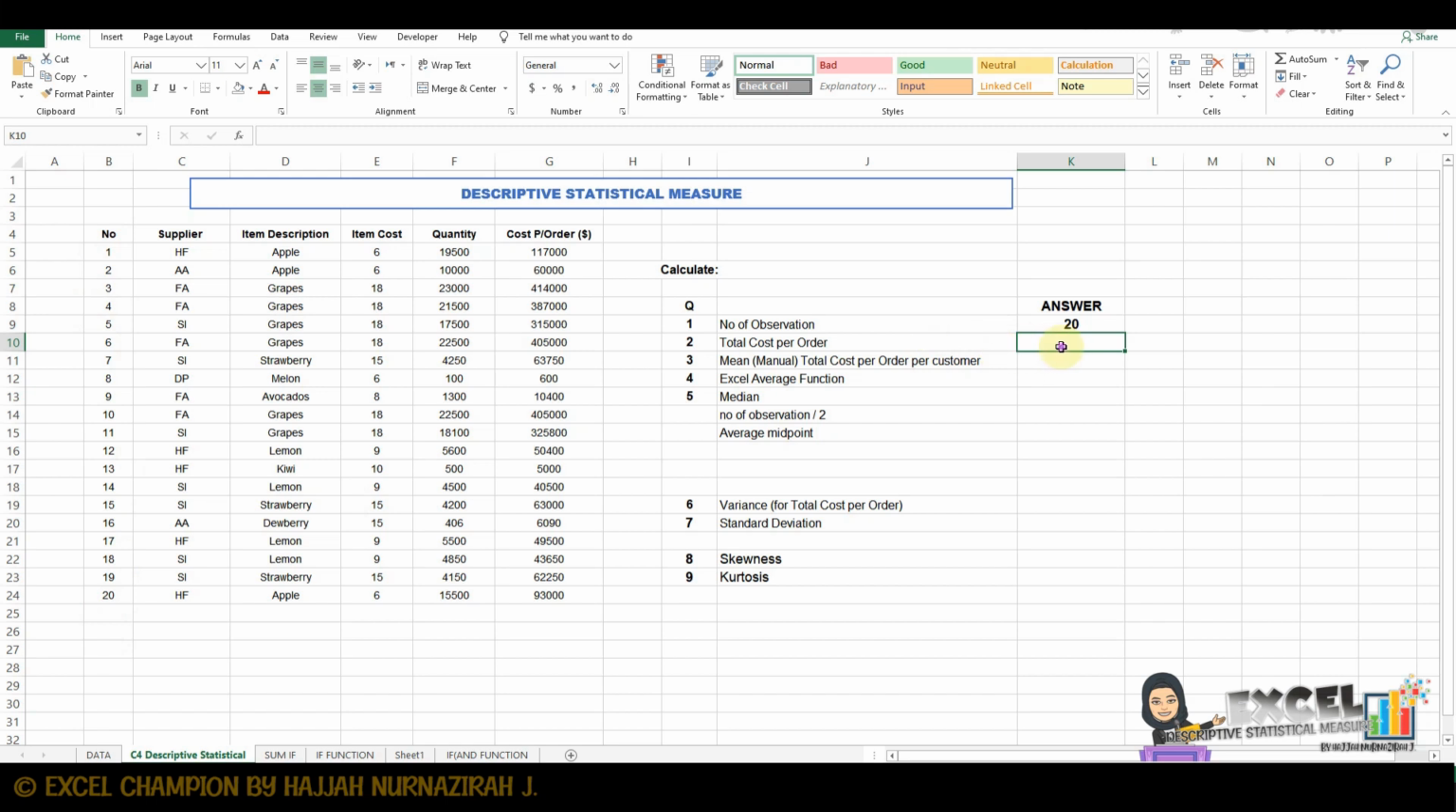Total cost per order. Press equal, type sum, double click. Okay, so put your cursor on cost per order, shift control arrow down, enter. So this is our total, this is our total cost per order.